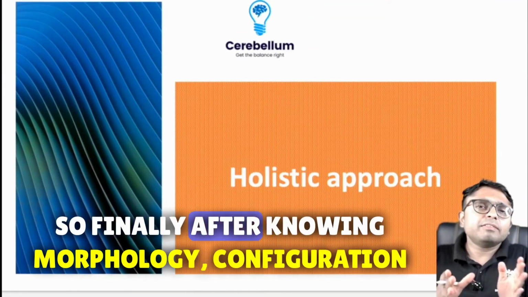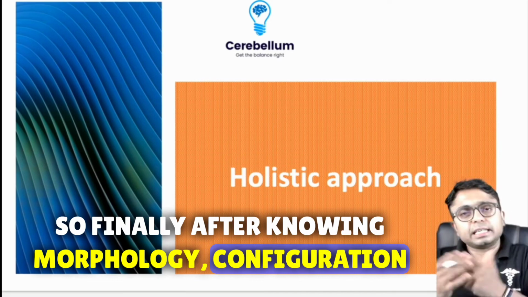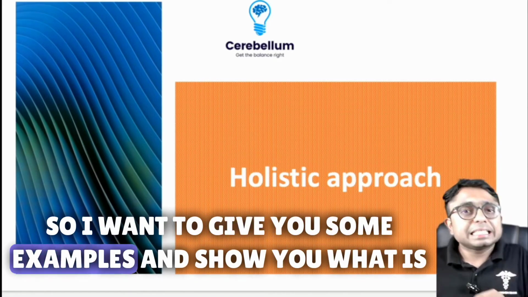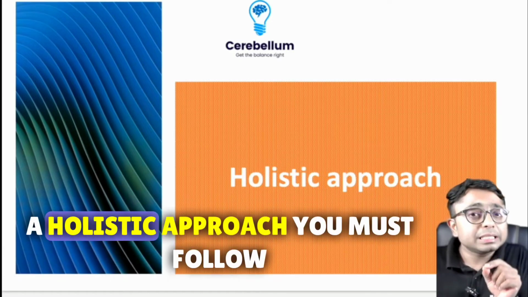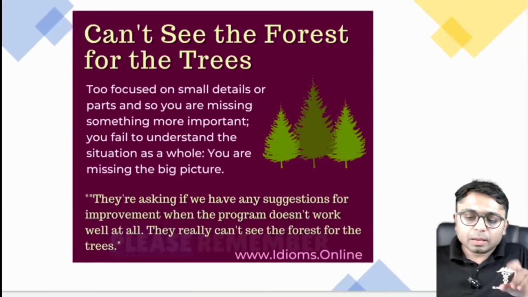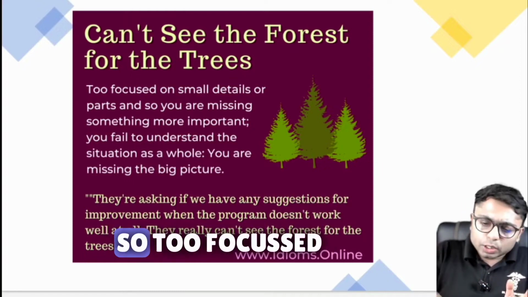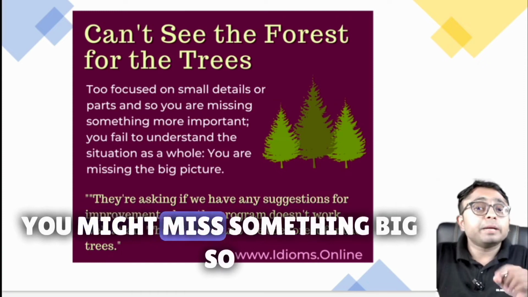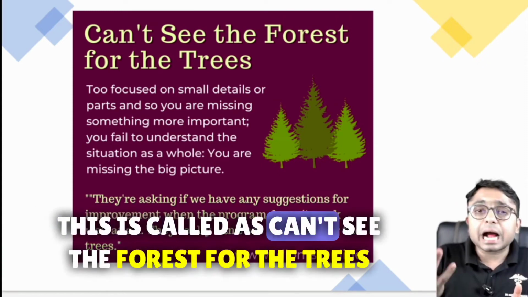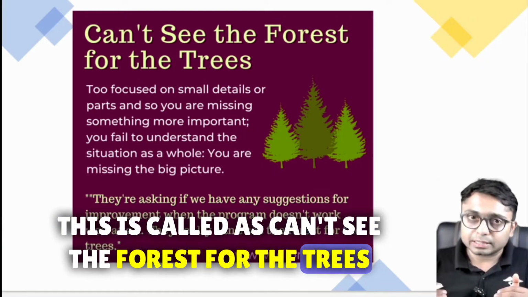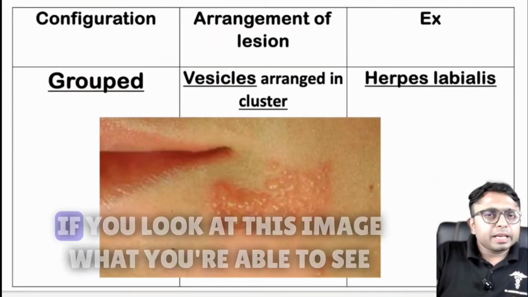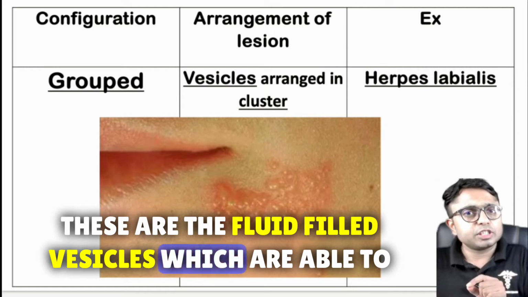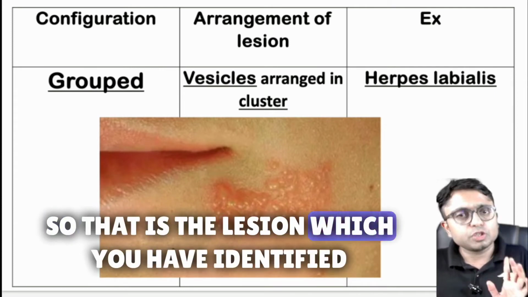So finally, after knowing the terms morphology, configuration and distribution, I want to give you some examples and show you what is a holistic approach you must follow. Please remember, if you are too focused on small details or parts, you might miss something big. This is called not being able to see the forest for the trees. What do I mean by this? If you look at this image, what you are able to see are fluid filled vesicles. So that is the lesion which you have identified.